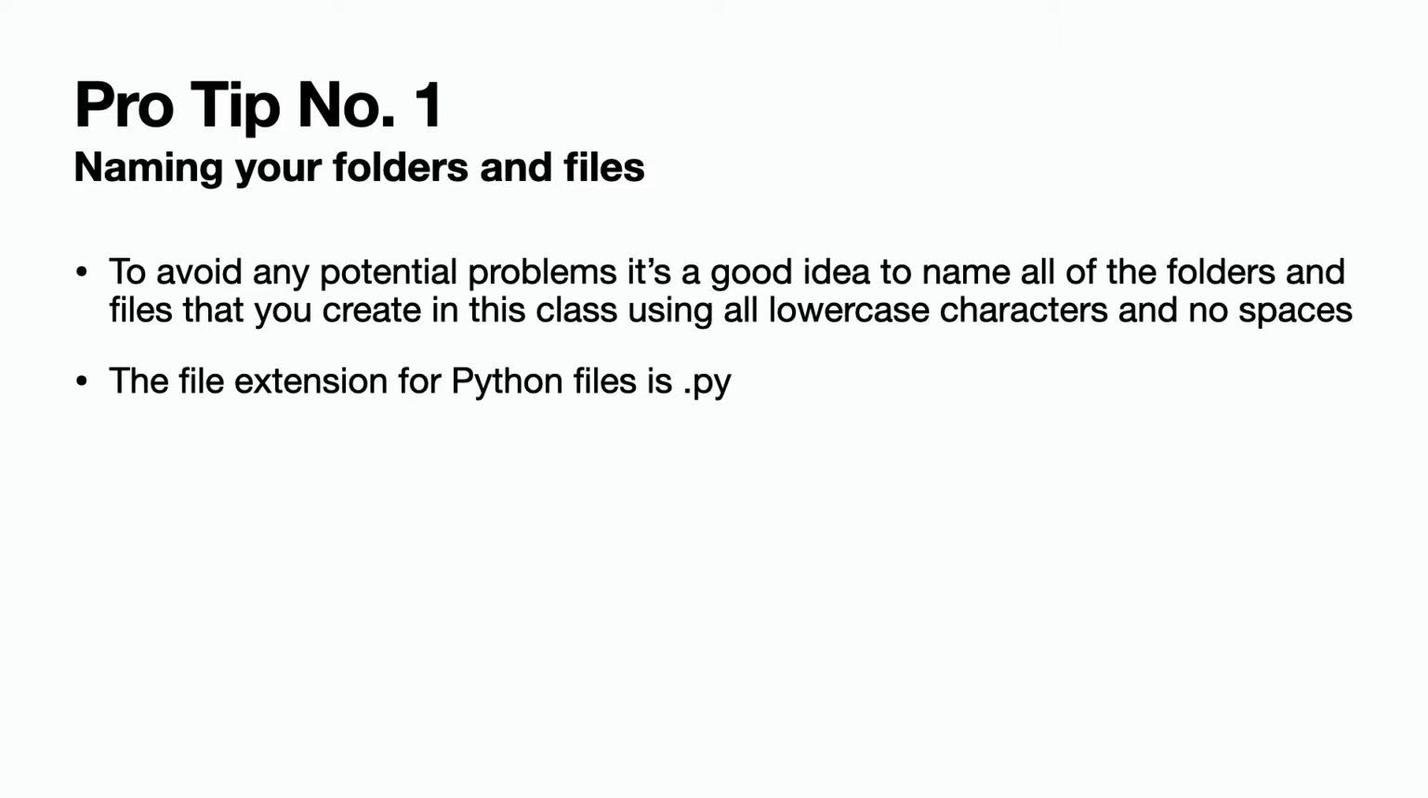Next, the file extension for Python programs is .py. So if you're trying to run some code that you've written and it's not running, first check to make sure that the file extension inside of VS Code is .py.